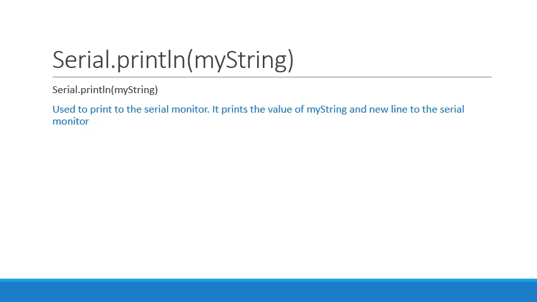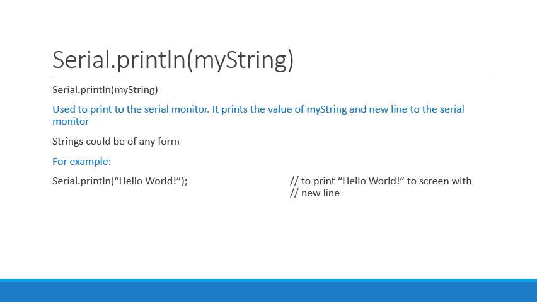So maybe myString is hello world, I am Olunlade Joshua. Then if you use Serial.println, it will add a new line, so it will go to the next line to print whatever it wants to print next. Strings could be of any form. For example, Serial.println("hello world"), and println simply means print line.